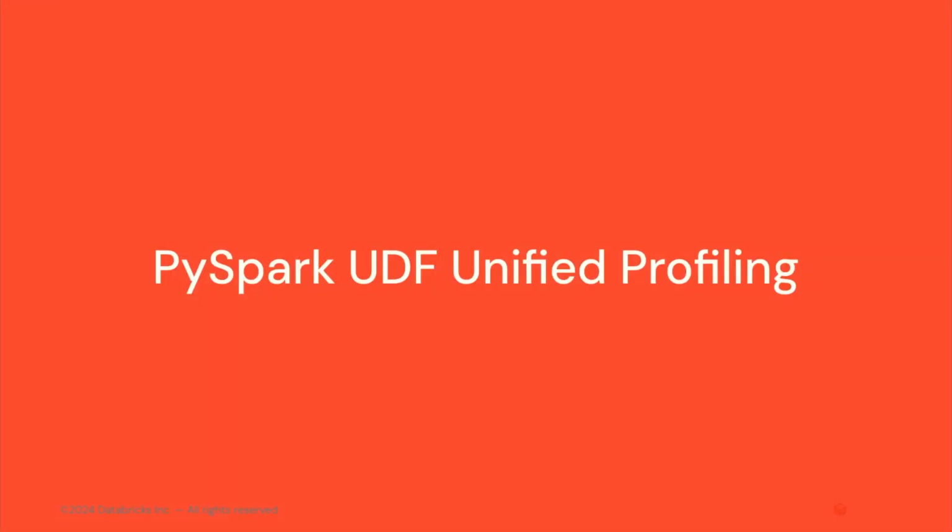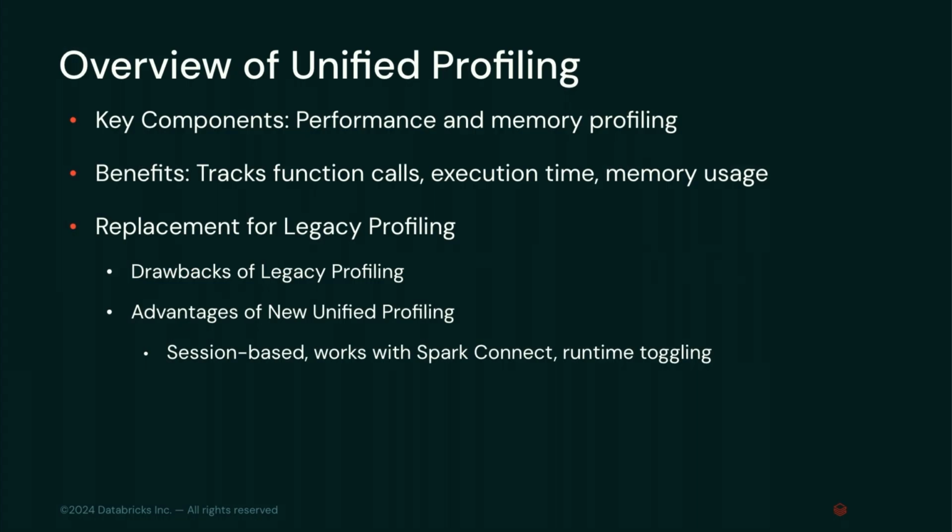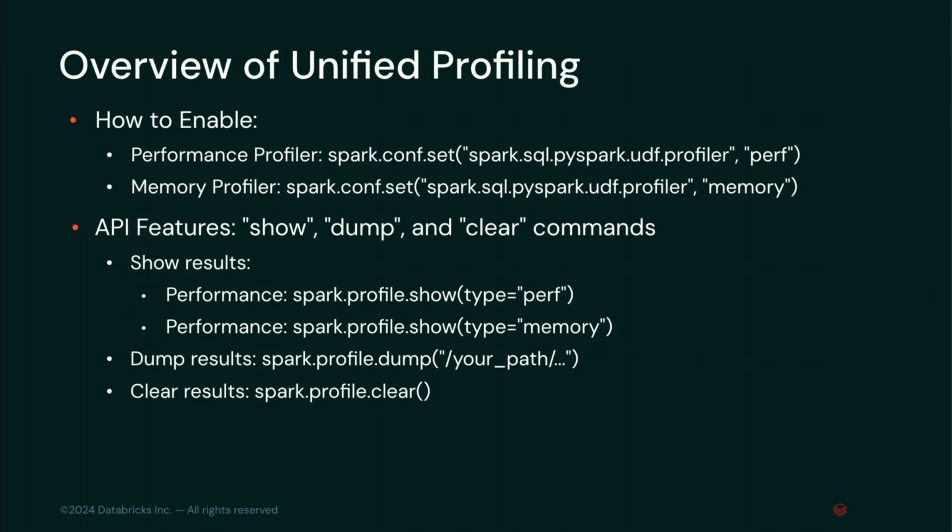In Spark 4.0, we also introduced unified profiling, for performance and memory analysis. This feature offers both performance and memory profiling. It's designed to replace the legacy profiling method. It supports Spark Connect, and it is session-based. It can check detailed metrics like function calls, execution times, and memory usage. I will show examples later.